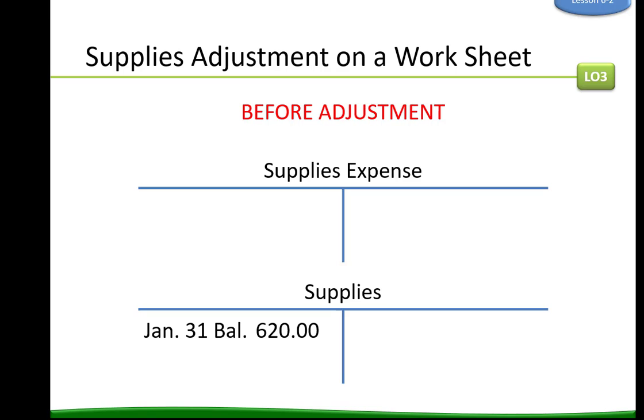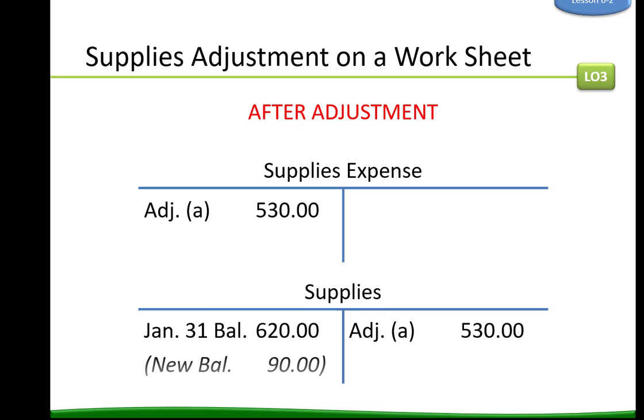So before the adjustment, our supply expense was 0 and our supplies was $620. But we go back and look on our shelves and we only have $90 of supplies. So we have used $530 worth throughout this year. And so we need to adjust it by saying that we used $530 in expenses, and that we'll also need to reduce our supplies to $90.